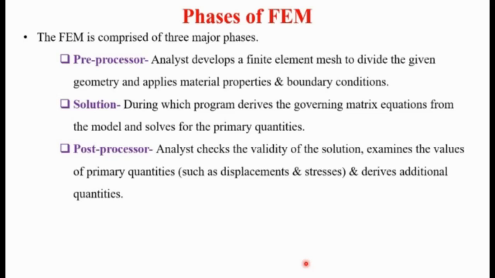One is called the preprocessor. Second is the solution or processing phase, and third is the postprocessor or postprocessing phase. In the first phase, the preprocessing phase, the analyst develops a finite element mesh to divide the given geometry, and applies the material properties and boundary conditions in this preprocessing stage. In the first phase, the analyst must apply the material properties and boundary conditions and mesh the object.